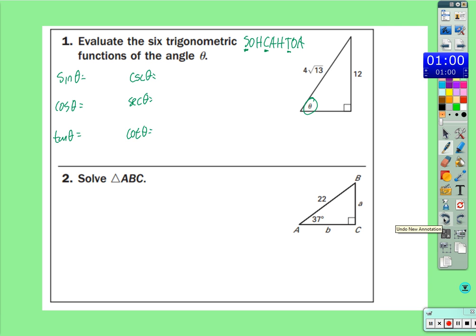We have two of the sides. So can we give the values of any of these trig functions? Which side is this in relation to this angle? Opposite, and this one is the hypotenuse. So we can do ones that have opposite. Sine, okay. Opposite over hypotenuse. 12 over 4 root 13. And then 12 and 4 cancel. 3 over root 13.